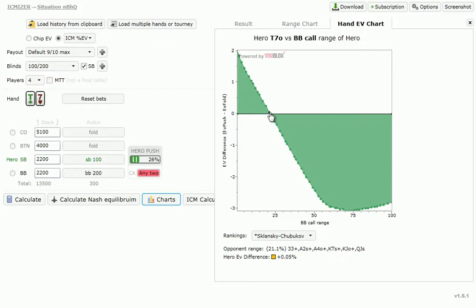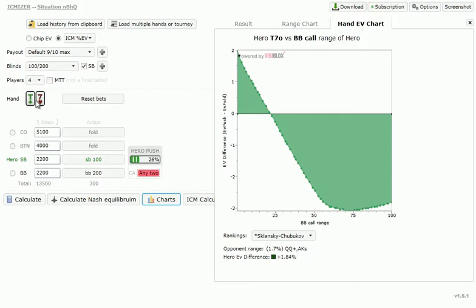Like if we know that he is not calling us wider than 21%, we are making a profitable push by shoving 10-7 offsuit. But if he's a little bit wider, then we can see that it becomes worse and worse. The wider he calls, the worse the EV, because generally 10-7 offsuit is a very poor hand. So here we should be pretty confident about our opponent's calling range if we were to push.